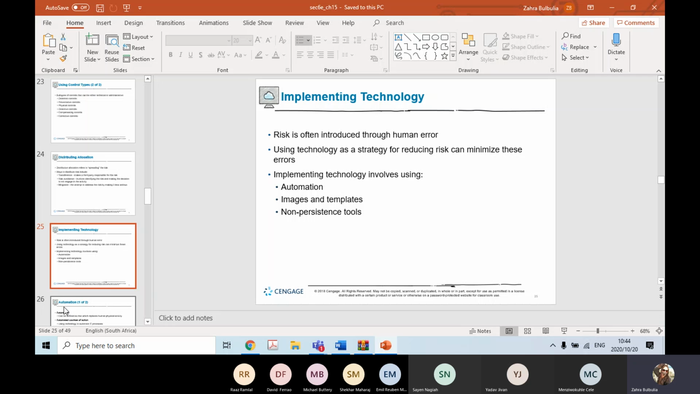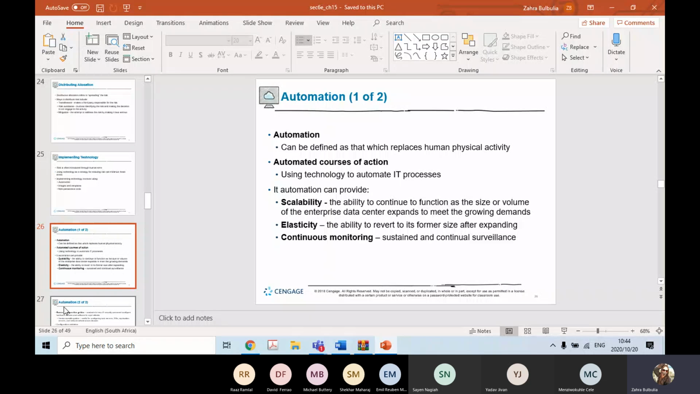Risk is introduced through human error. Using technology as a strategy for reducing risk can minimize these errors. And we do this in three ways: automation, images and templates, and non-persistent tools. So automation can be defined as what replaces human physical activity. So using technology to automate IT processes, and automation can provide scalability, the ability to continue to function as the size or volume of the enterprise data center expands.